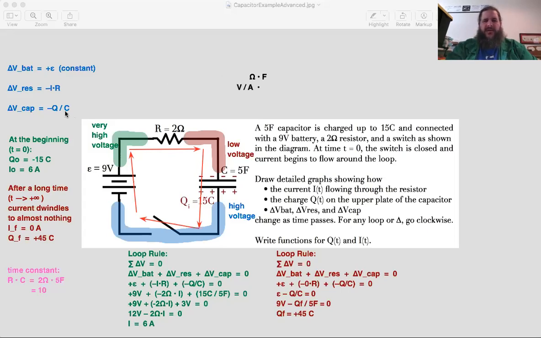And then farads was the unit of capacitance. If you solve this for capacitance, you get charge over voltage. So that's coulombs per volt. So ohms is the same as volts over amps. Farads is the same as coulombs per volt. If you multiply those together, what's going to happen?